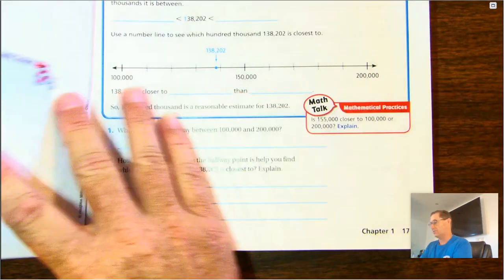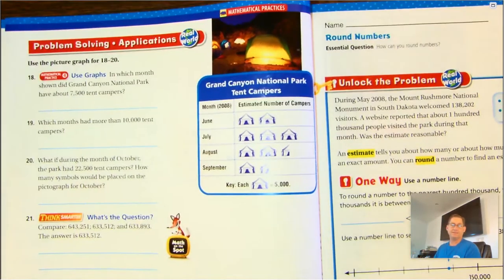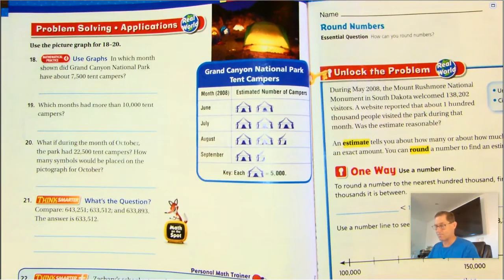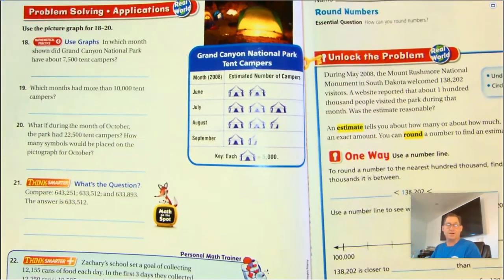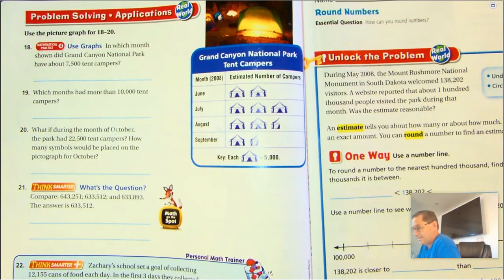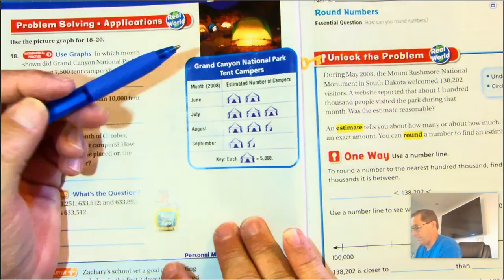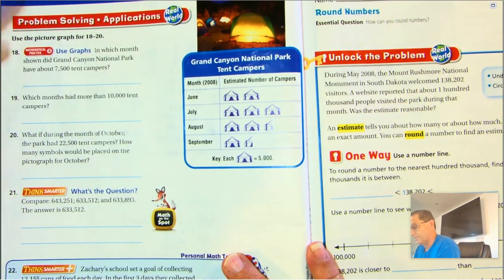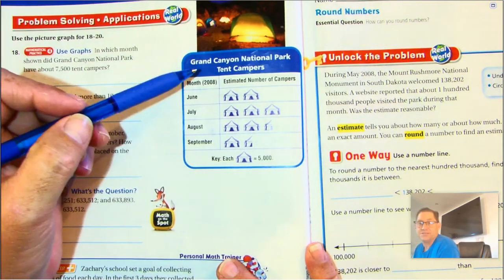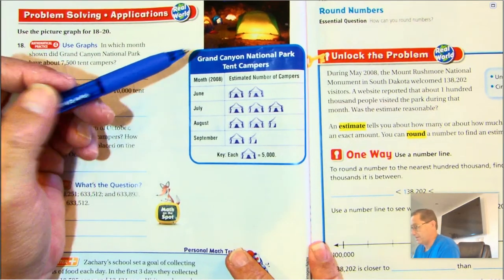All right, let's go on to our last page of today's lessons, page 16. And we need to do numbers 18 through 22. So use the pictograph for numbers 18 through 20. Before we get started solving problems, let's make sure we look at the information and that we understand what they're telling us.